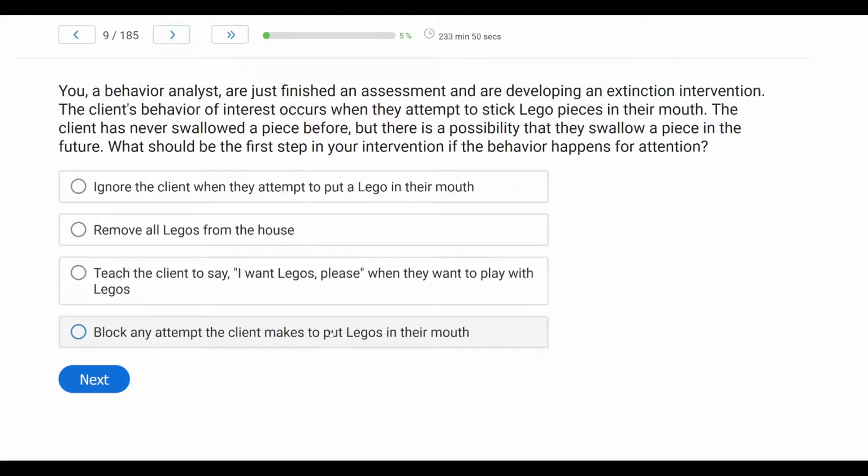So nothing here is perfect because when we're dealing with safety, it's rarely going to be perfect. But D gives us the best opportunity to, one, keep our clients safe, but also two, actually develop a useful intervention. So D is our best answer.